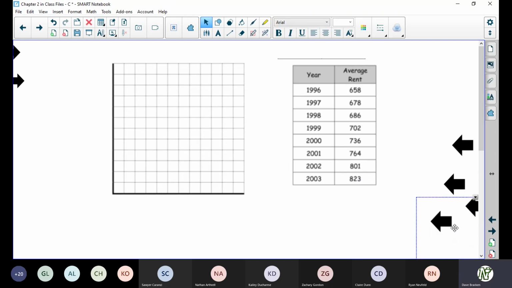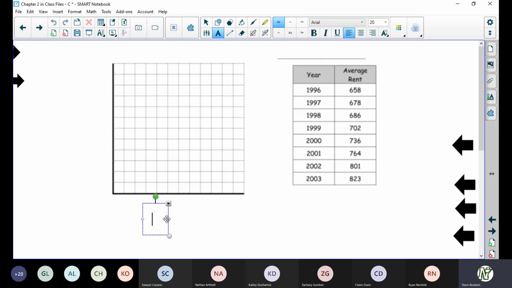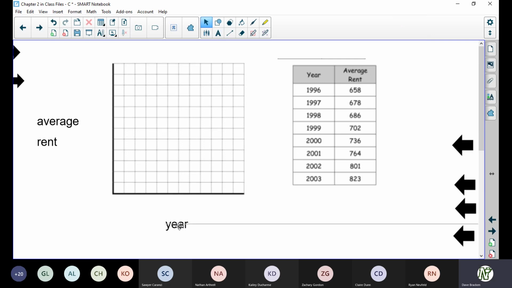Okay, perfect. So I got all these lined up here. Okay, so you guys already have this, so just sit back and relax. Year, average rent over here, and then we have our title. I'm not going to worry about that, but we have these here. Now, here's the problem. I've got to make a scale for the bottom to get these numbers on right here, 1996, 1997, 1998, and so on.